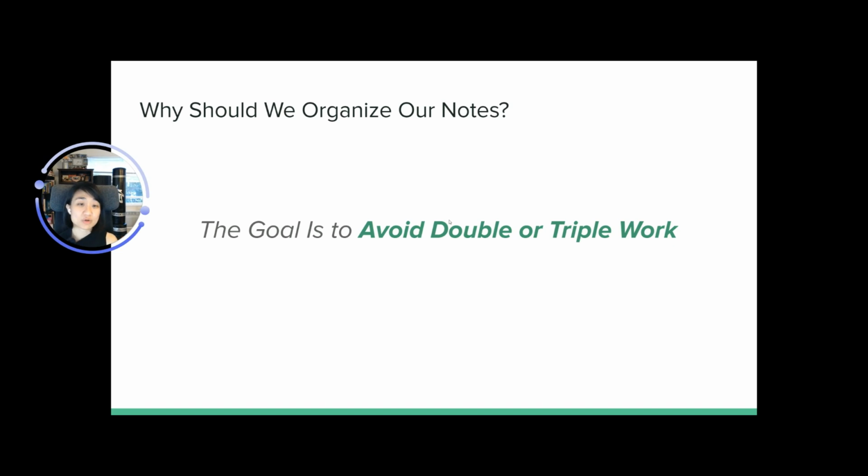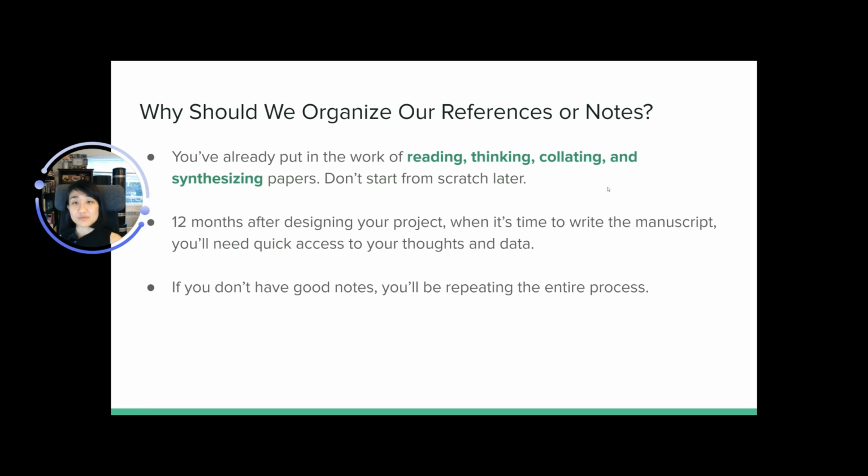The goal is to avoid double or triple work. You really put in the work of reading, thinking, collating, and synthesizing papers, so we don't want you to start from scratch later. Usually what happens is you are designing your project, you do a lot of reading, a deep dive of literature review. And then 12 months after designing your project, you've collected the data, recruited your patients, analyzed the data, and now it's time to write a manuscript.